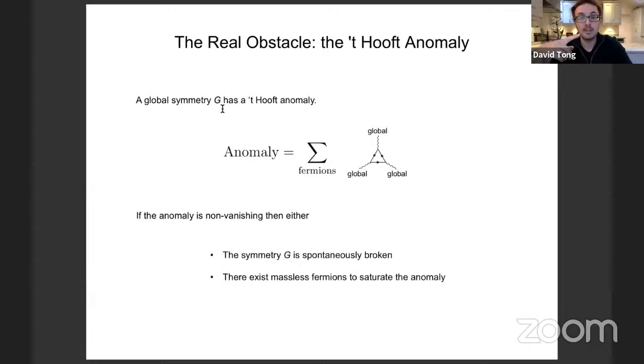What it means is the following. Firstly, if the 't Hooft anomaly is non-vanishing, it's not possible to promote this global symmetry to a gauge symmetry. It's not possible to gauge the symmetry. That's the real meaning of the 't Hooft anomaly.